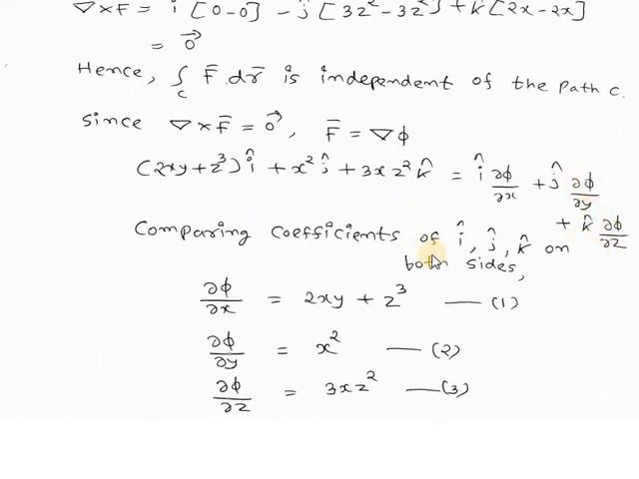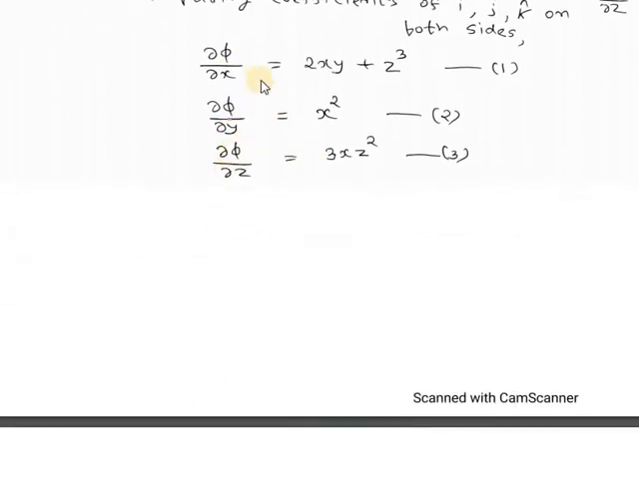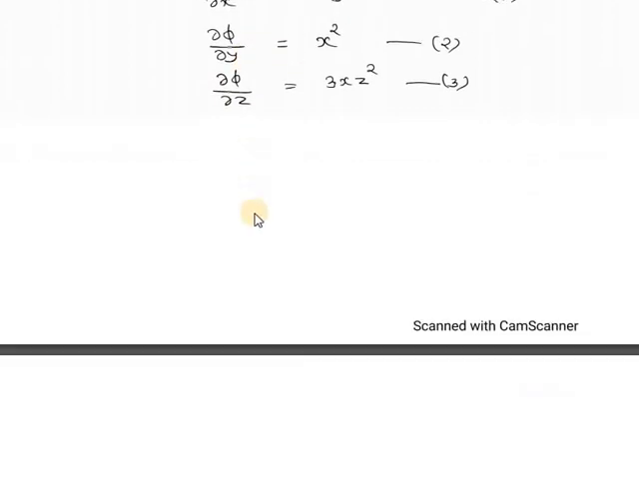Now comparing the coefficients of i, j and k on both sides, we get del phi by del x equal to 2xy plus z cube, del phi by del y equal to x square, and del phi by del z equal to 3xz square. Now as you know, we have to find the scalar potential phi, so we will integrate equation 1 with respect to x.